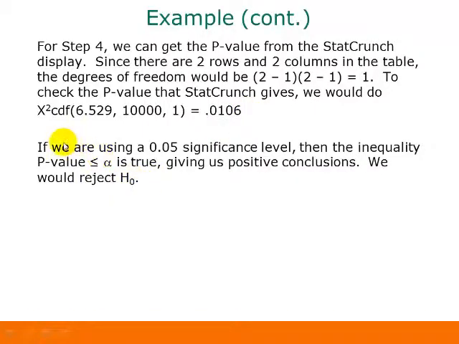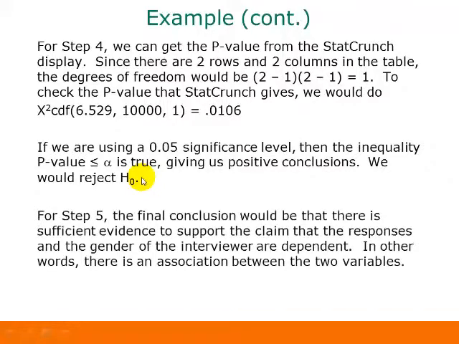For our initial conclusion, if we were using a 0.05 significance level in this test, then the inequality p-value less than or equal to alpha is true because 0.0106 is less than 0.05. This would give us positive conclusions. So our initial conclusion would be that we would reject the null hypothesis. For step 5, our final conclusion would be that there is sufficient evidence to support the claim that the responses and the gender of the interviewer are dependent. In other words, there is an association between the two variables.